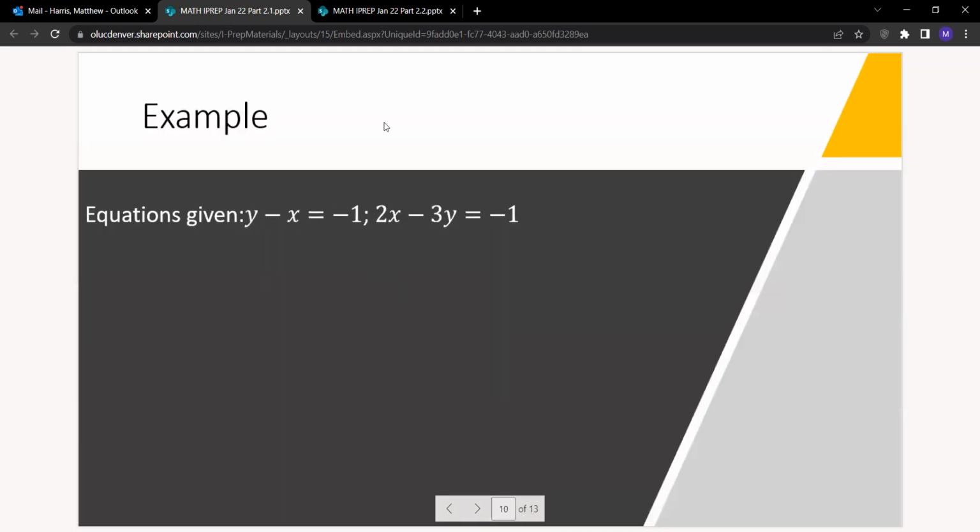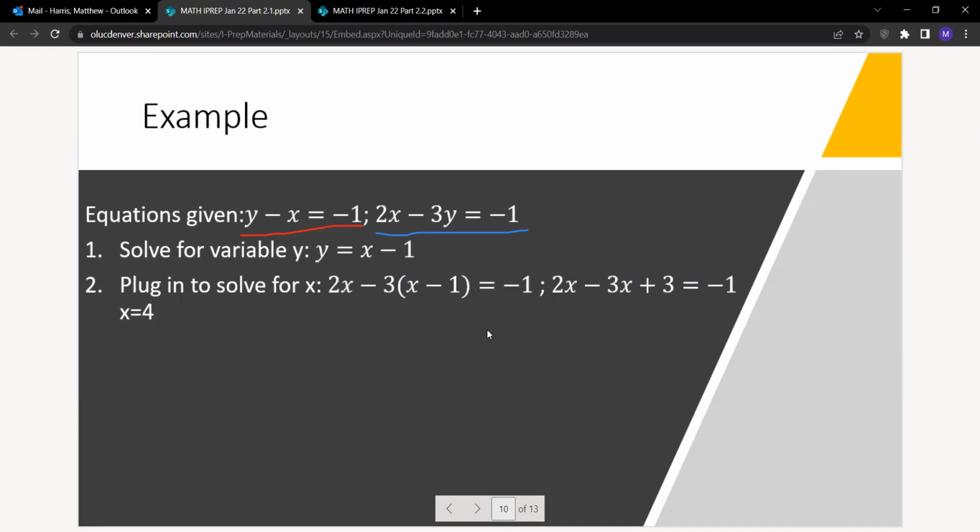So we have 2 equations here, right? We have y minus x is equal to -1, and we have 2x minus 3y is equal to -1. So the first thing we do is we want to take one of our equations, and we want to get one of the variables all alone, right? So in this case, we're deciding to solve for y. In this first equation, y minus x equals -1. We add x, we end up with y equals x minus 1. Our next step is to substitute that into our second equation. And here's what that looks like.